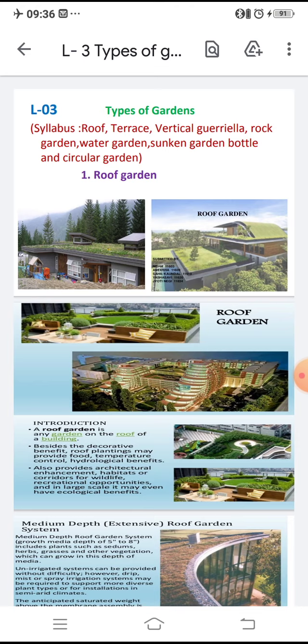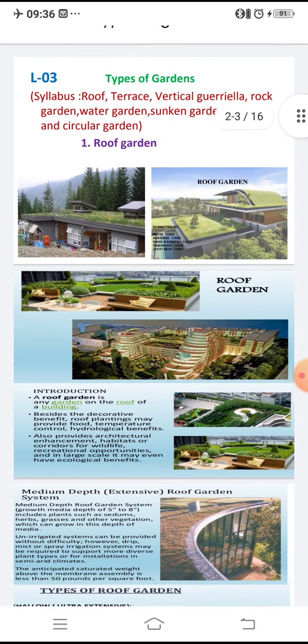As per the syllabus, there are different types of gardens: roof, terrace, vertical, rock garden, water garden, sunken garden, bottle garden, and the circular garden. So we will see them one by one.